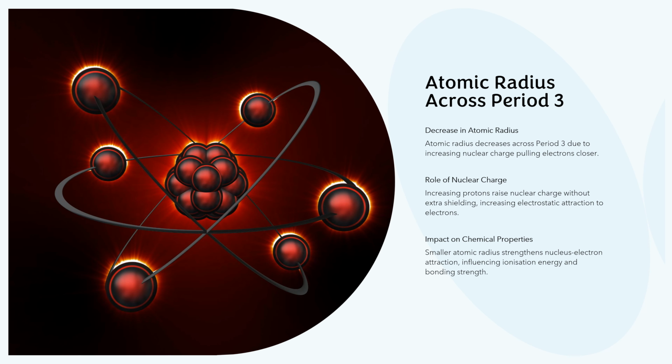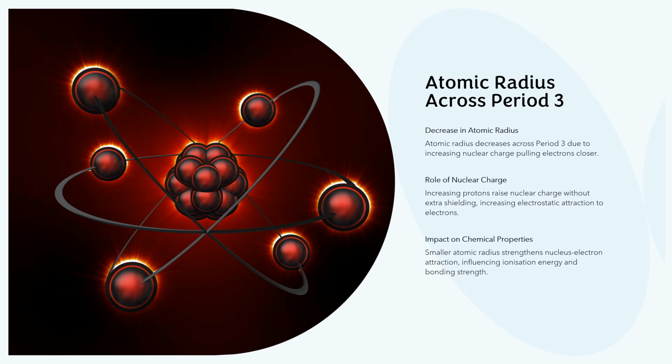At the same time, added electrons enter the same principal energy level, so there is no significant increase in shielding. This means the outer electrons are pulled closer to the nucleus, resulting in a smaller atomic radius. For example, sodium has a relatively large atomic radius due to its lower nuclear charge and weaker attraction for its outer electron, whereas chlorine has a much smaller radius because of its much stronger nuclear attraction.